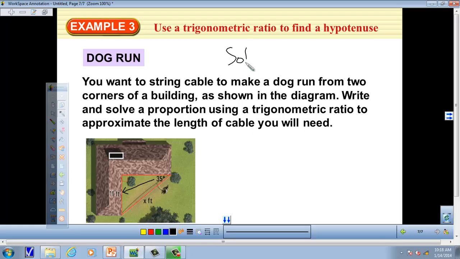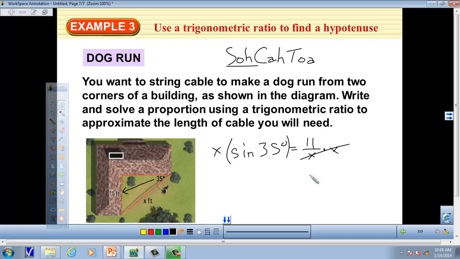Again, one more time, we've got SOH CAH TOA. So we're going to use sine in this case because, again, we have opposite and hypotenuse. So we would say sine of 35 degrees, and then the opposite to that is 11 feet. The hypotenuse is x. We need to solve this for x, so we need to multiply both sides by x. If we do that, the x's cancel, and we have x times sine of 35 is equal to 11.